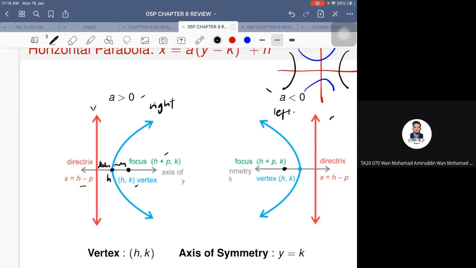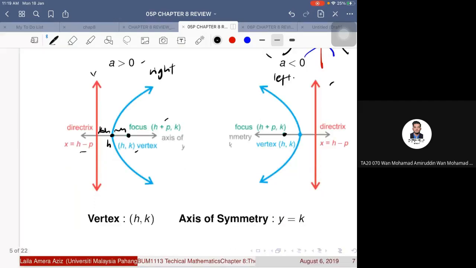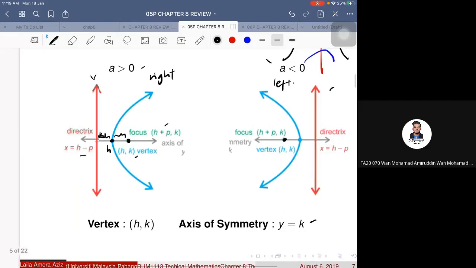Sebab dia berada di belah kiri, kita tahu nilai dia lebih kecil daripada H sebanyak P unit. So that is going to be your equation of the directrix. Dan satu lagi benda yang you kena tahu adalah axis of symmetry. Okay, apa dia axis of symmetry ni?